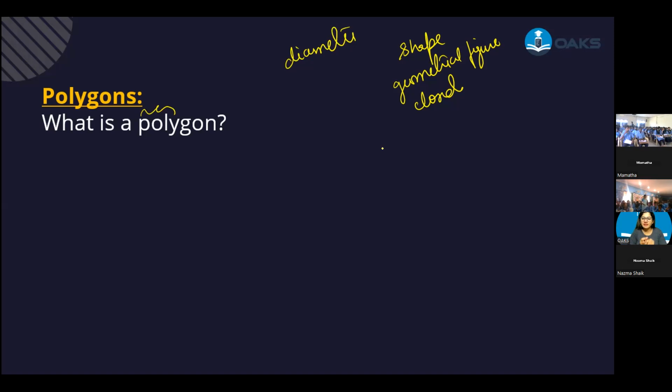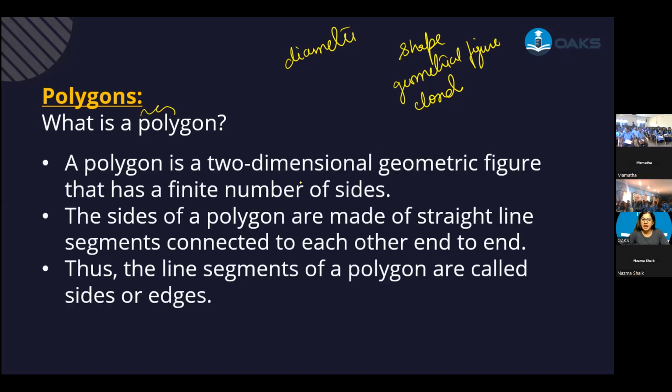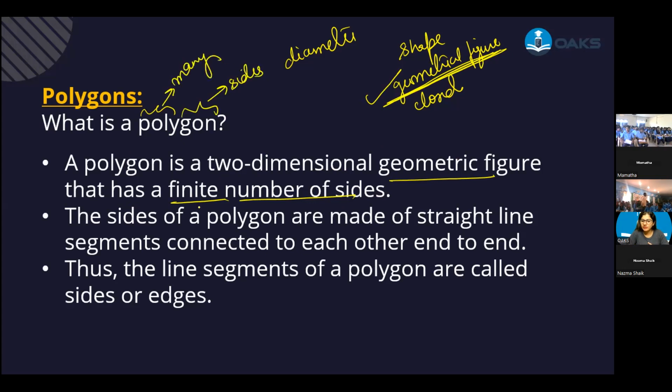Okay, so when you study polynomials, we first learn monomial, binomial, trinomial, then polynomial. So try to think, what is poly? Poly means many, right? And gon means sides. So let's study the definition. A polygon is a two-dimensional geometrical figure, like the students told me, that has a finite number of sides. This gon means sides, and this poly means many. So we are talking about a finite number of sides here. Everybody understanding? Yes or no?